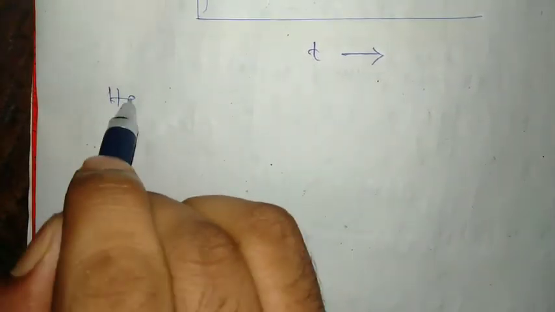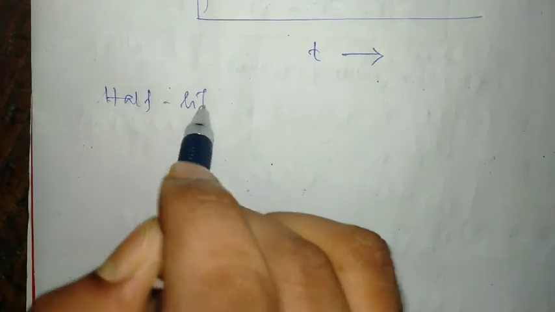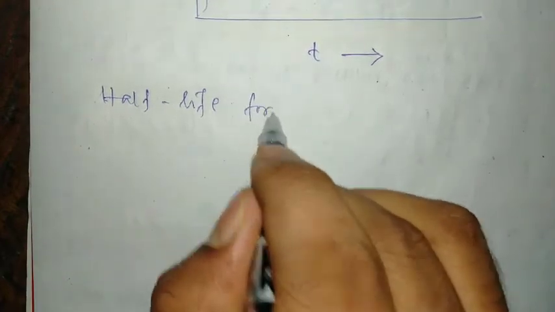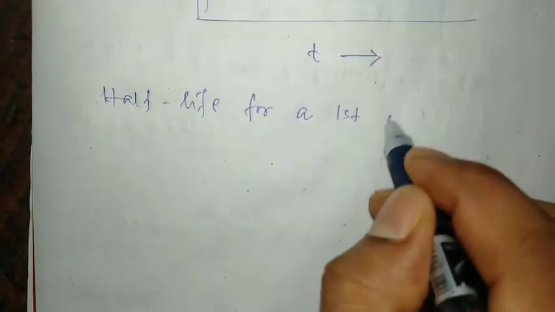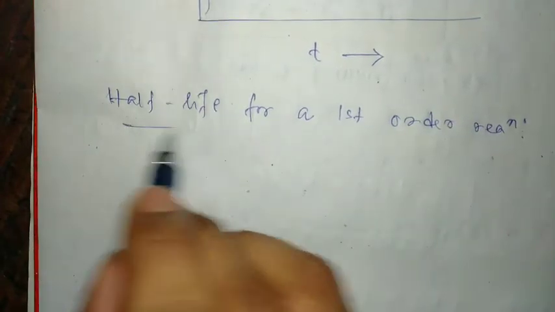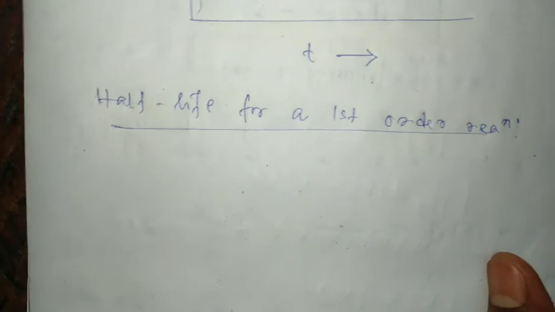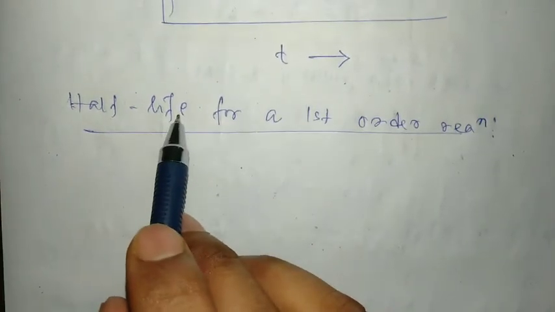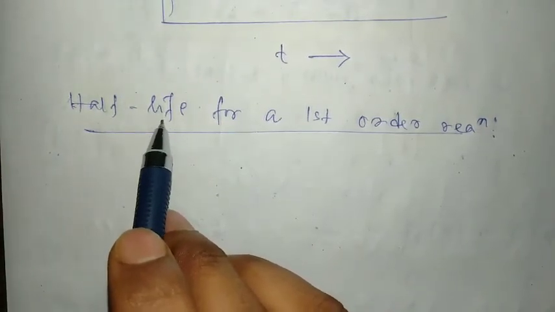Now the relation of half life for a first order reaction. We have to derive the relation of half life for a first order reaction. So what is half life? We have discussed about it in the previous video.